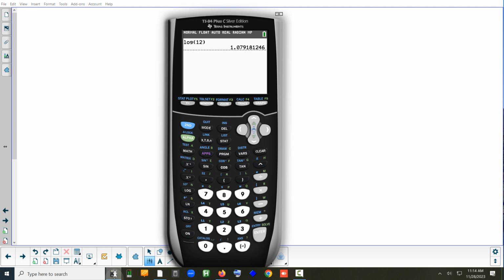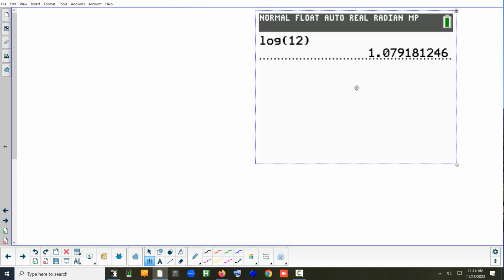Let's talk about that number for a second. That 1.079, the answer that you just got right here, that number is an exponent. Anytime you type in log and you hit enter, the number that you get is always an exponent. It's an exponent on the base of that log. So there's no base written here. So what did we say the base is? What is it? 10. Base is 10.